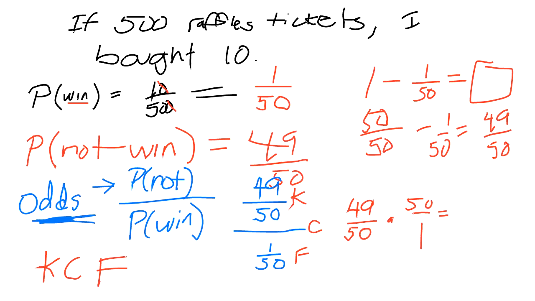Or if you're really good with fractions and you remember this, when you are multiplying, see I'm multiplying right there? If you have a factor in the numerator and the same factor in the denominator, those guys cancel out. So that leaves me with 49 over 1, which is just 49. So the odds of me not winning the raffle is 49 to 1. Okay, 49 to 1. Probably not going to win it. 49 to 1 against me.